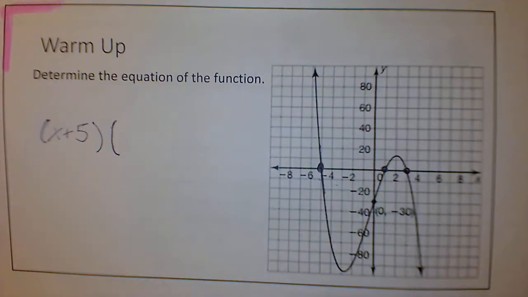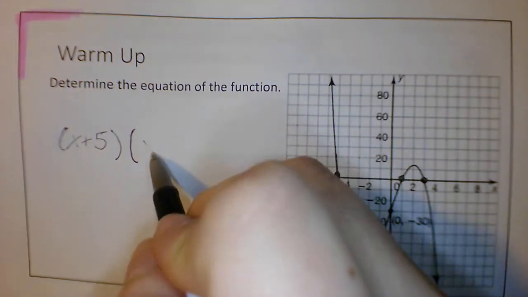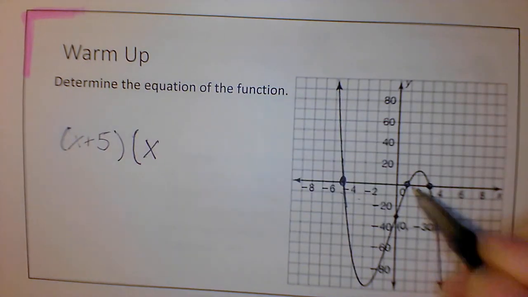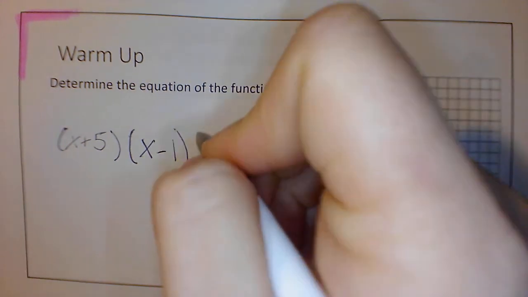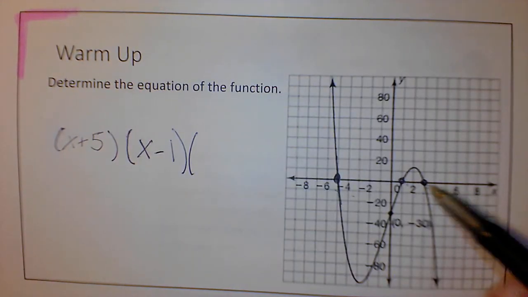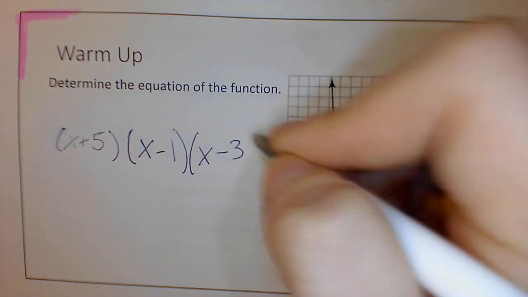Next zero is at 1. So we're going to have x, and it's +1, so our sign's switching, x - 1. And lastly, this one's at 3, so we're going to have x - 3.